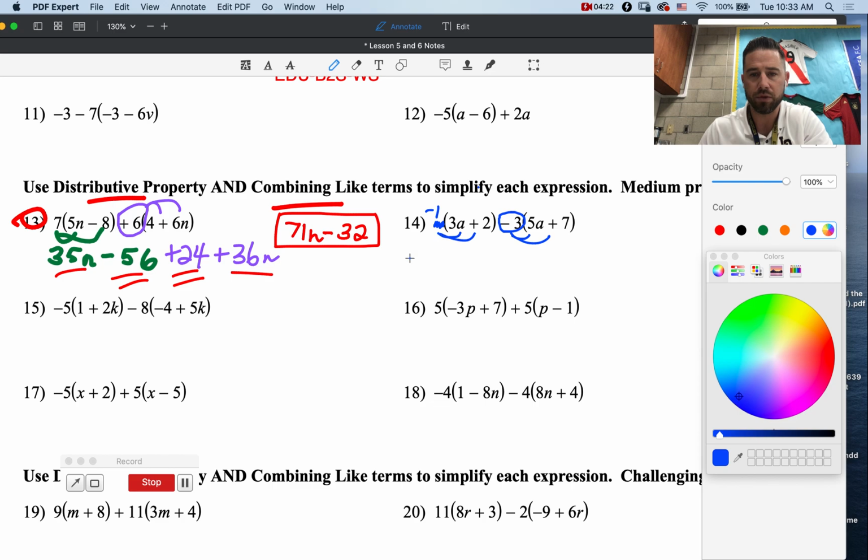So negative 1 times 3 is negative 3, and we have the A. Negative 1 times positive 2 is negative 2. Over here, let's see what we have going on. Negative 3 times 5 is negative 15, and we have that A. Don't forget it. And negative 3 times positive 7 is negative 21.